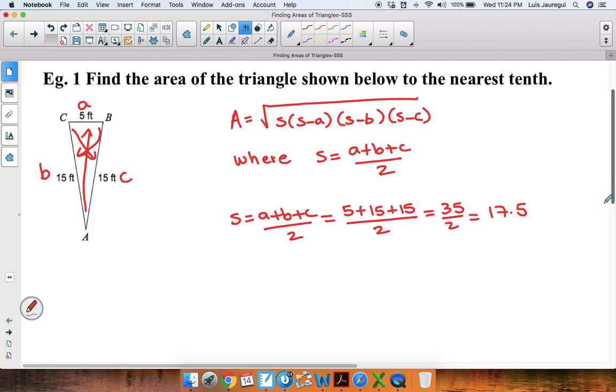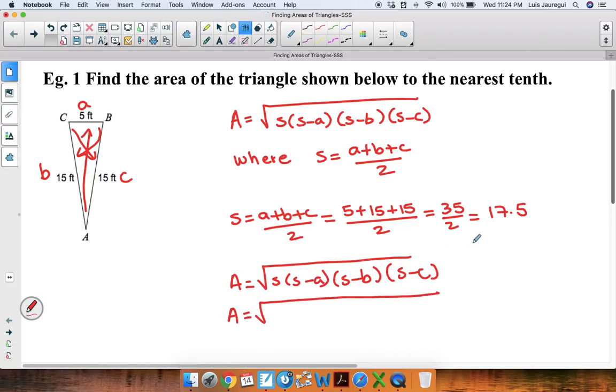Now we can use that information along with the information from our diagram to figure out the area. We said the area was equal to the square root of s times (s minus a) times (s minus b) times (s minus c). So in this case, the area is equal to the square root of s, which is 17.5, times s minus a, which is 17.5 minus 5, times s minus b, which is 17.5 minus 15, times s minus c, which is 17.5 minus 15.